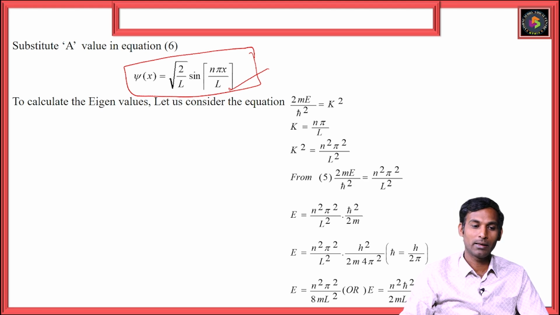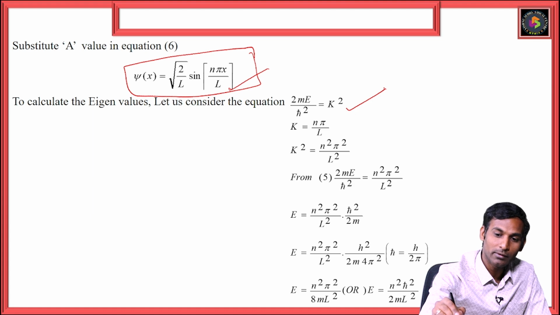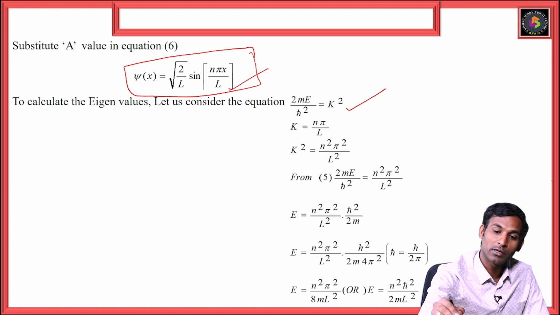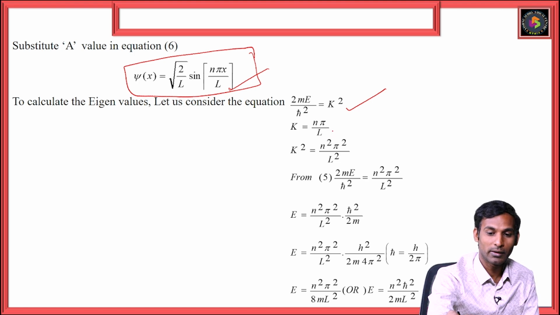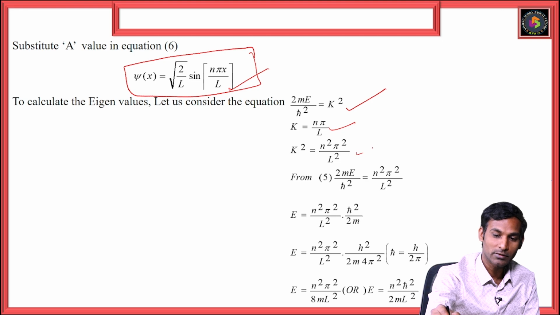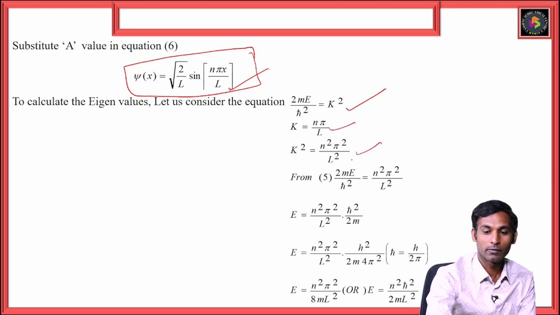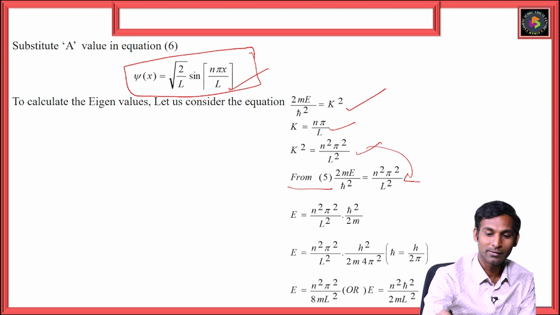To calculate the energy eigenvalues of the system, go back to the Schrodinger time independent equation, equation number 3. See here, previously we defined one of the constants as k squared is equal to 2mE by h bar squared. Take that equation. Substitute k is equal to n pi by L. Squaring on both sides, you will get k squared is equal to n squared pi squared by L squared. From equation number 5, substitute this value, and you will get the E value.